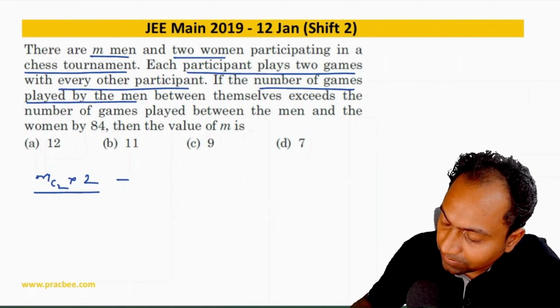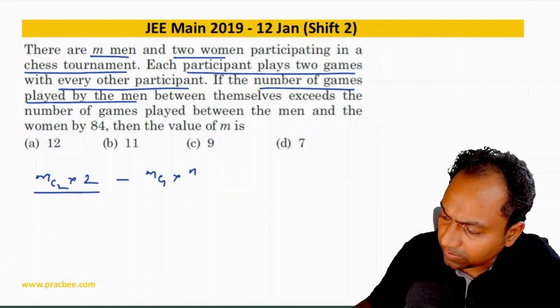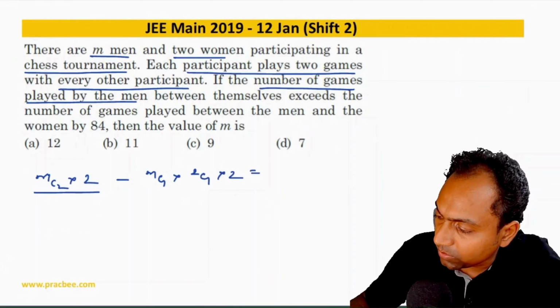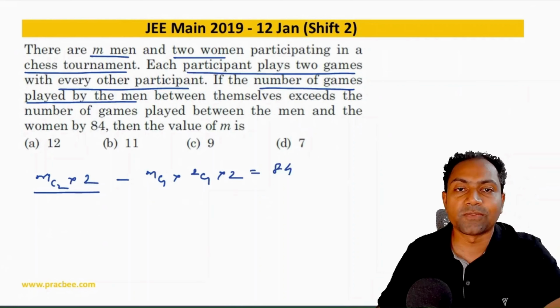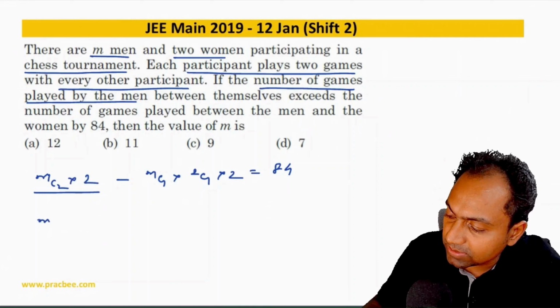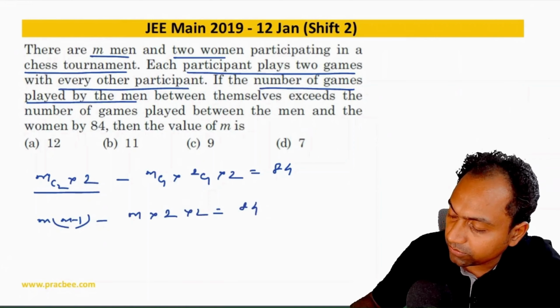So now if I take men, it is MC1 and women again NC1, and the number of women is given as 2 in the starting. And into 2 will be equal to 84. We need to solve this equation and get to an answer. So if I do that, this becomes m into m minus 1. The second part becomes nothing but m into 2 is equal to 84.